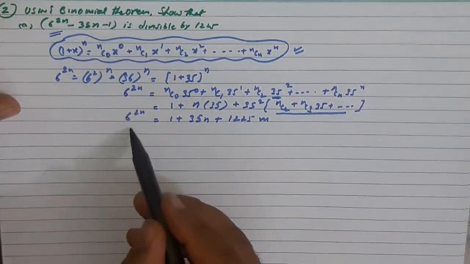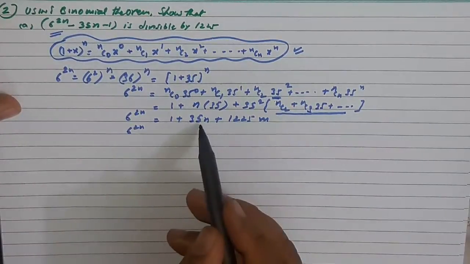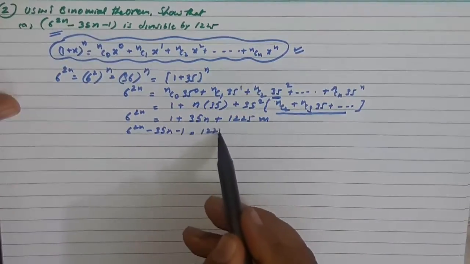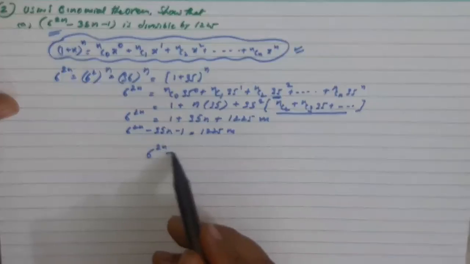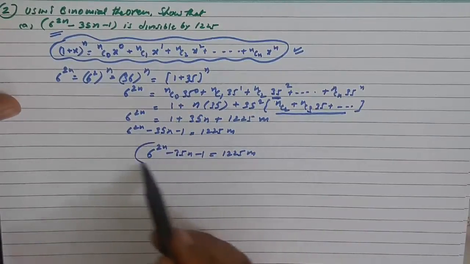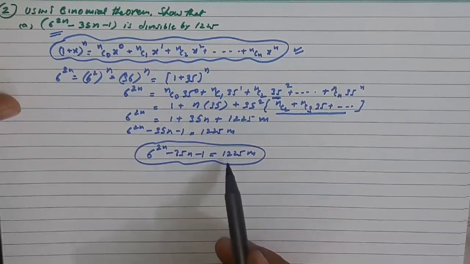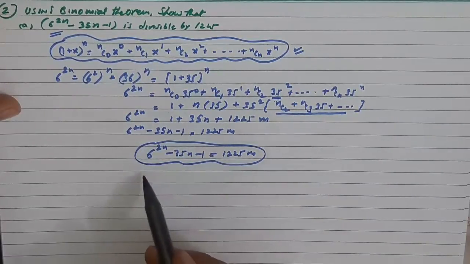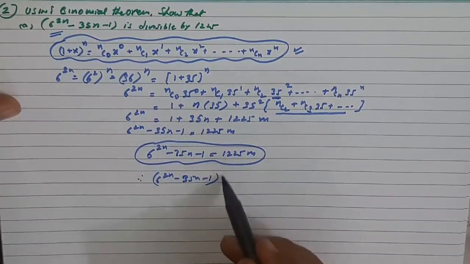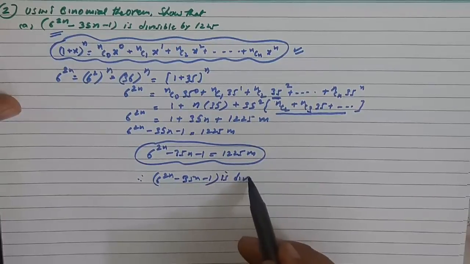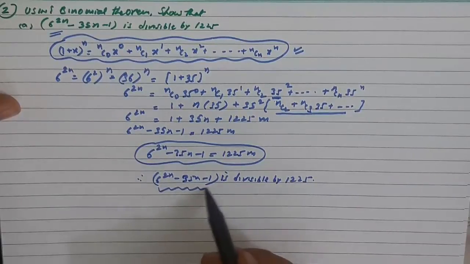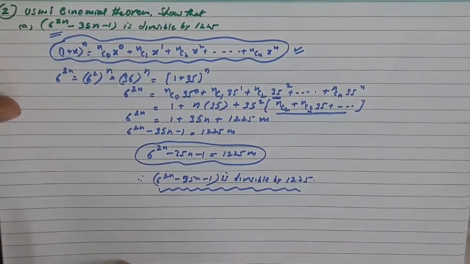So 6 raised to 2n can be written in this form, 35n, or 1 ko idhar lenge, so we can say that 6 raised to 2n minus 35n minus 1 is 1225 times m, yani 1225 ka multiple hoga. So this means 6 raised to 2n minus 35n minus 1 must be divisible by 1225. So we will solve these type of questions in this way, right?